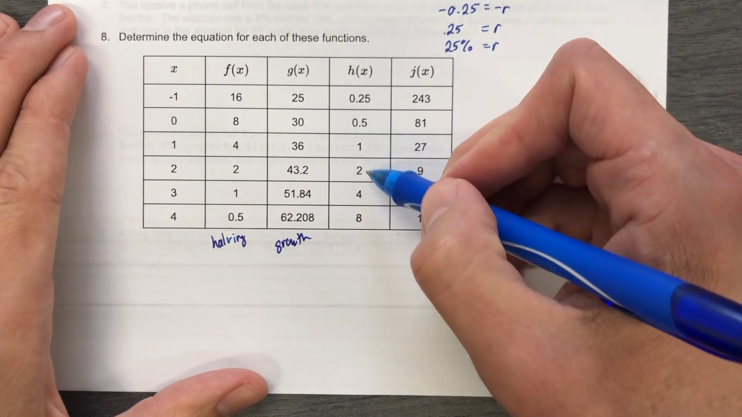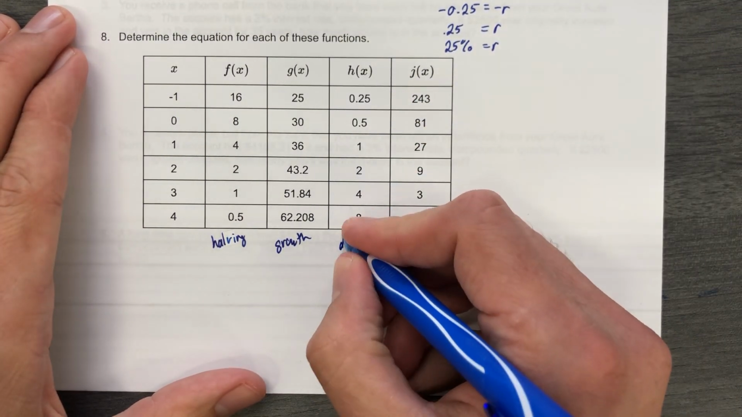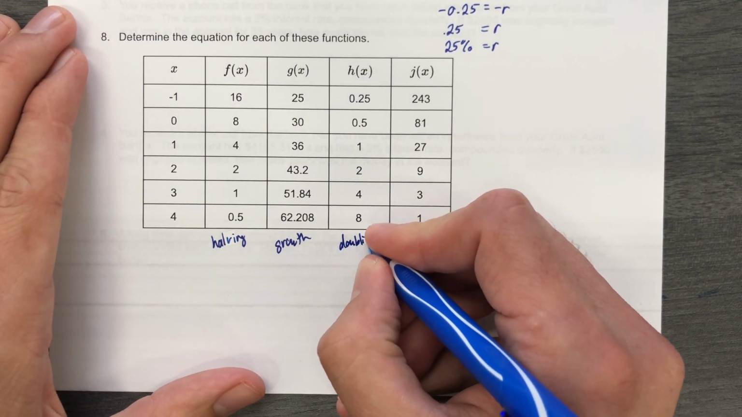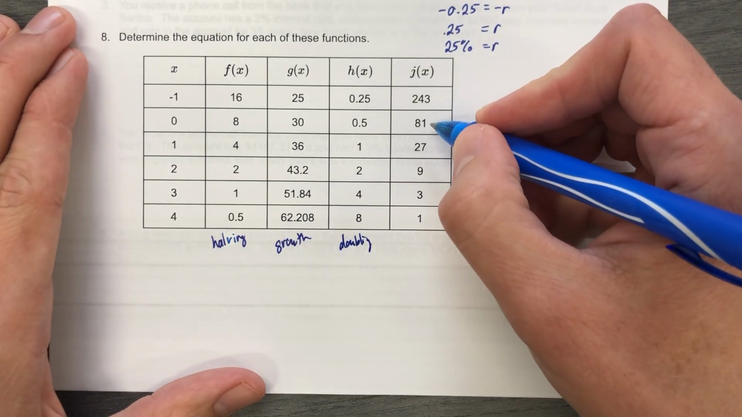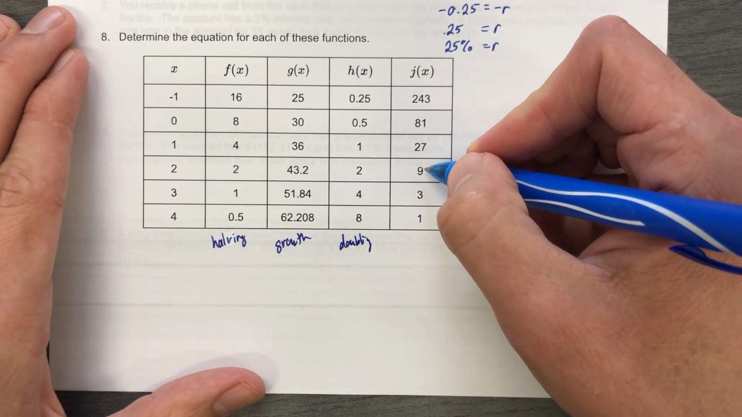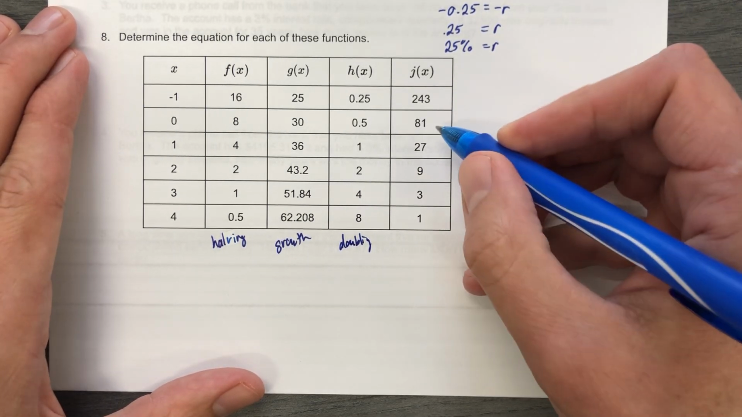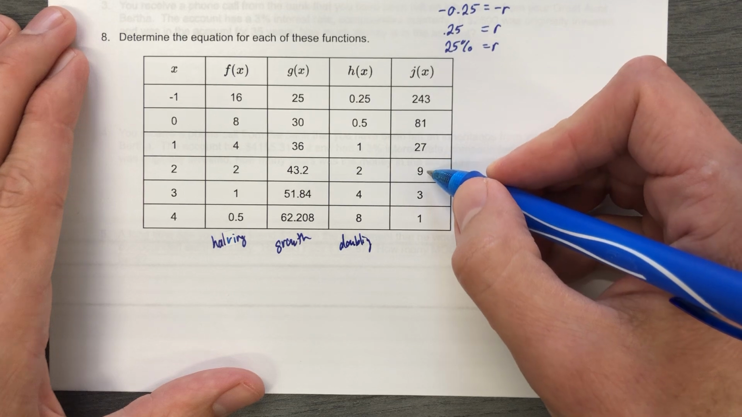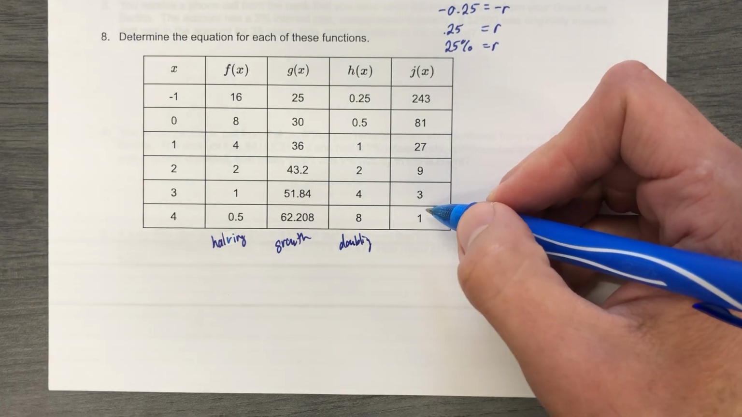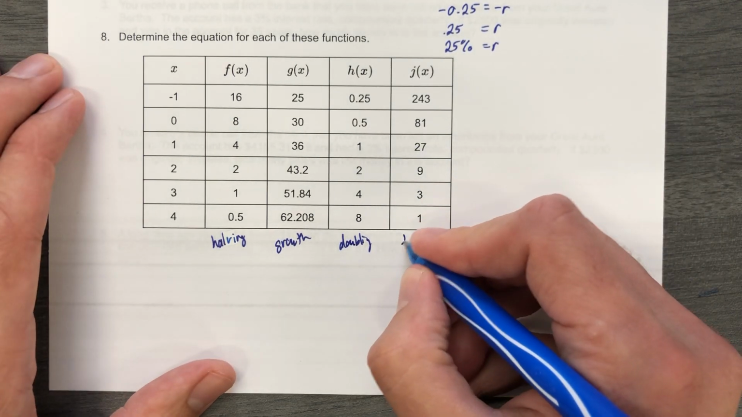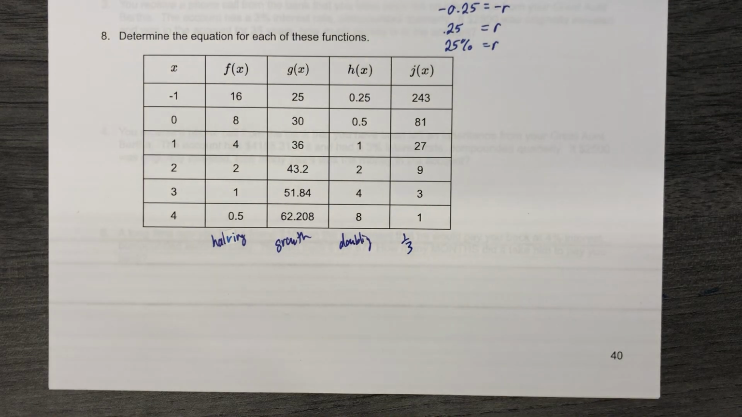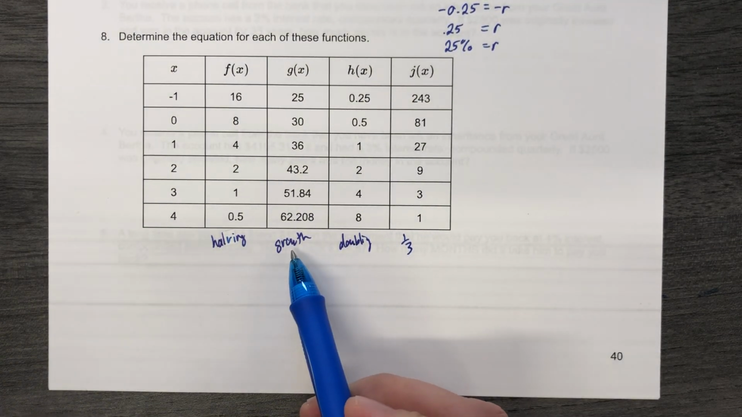0.25, 0.5, 1, 2, 4, 8. Okay, this one's doubling. And then 243, 81, 27, 9. Now they're getting familiar. 81, 27, 9, 3, 1. Okay, this is exponential decay, and this is 1/3. I'm halving here, I'm thirding here, I'm doubling there. I don't know what I'm doing there.